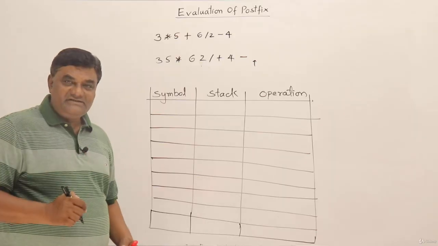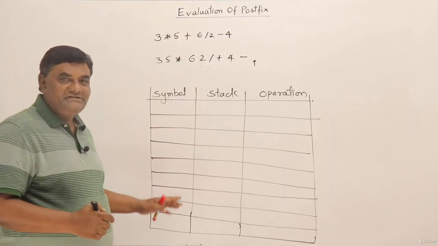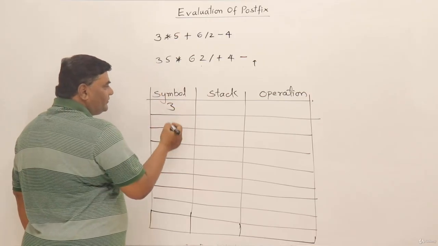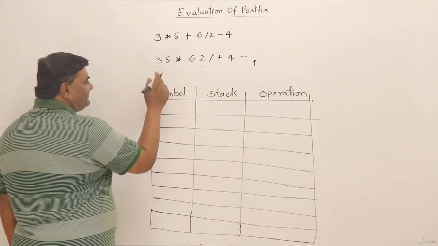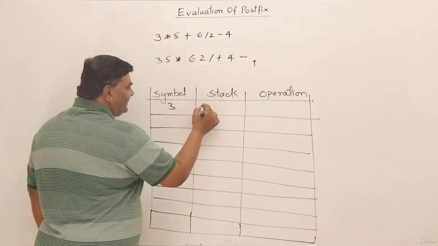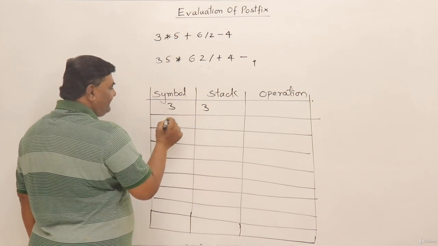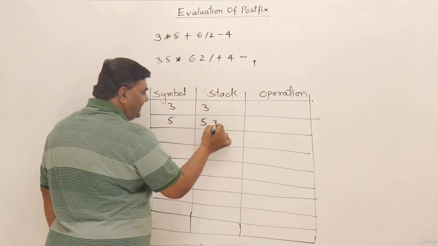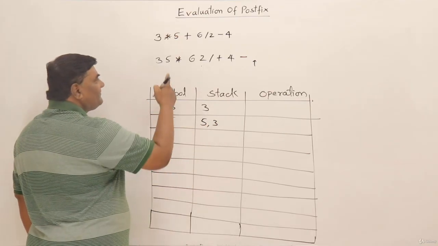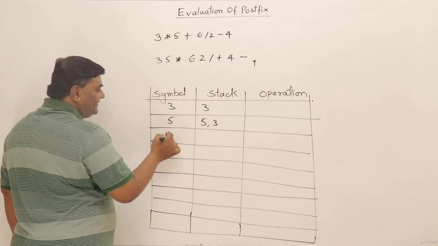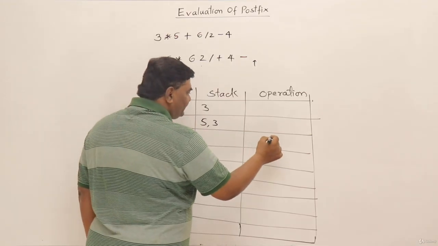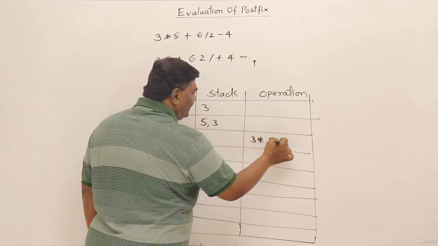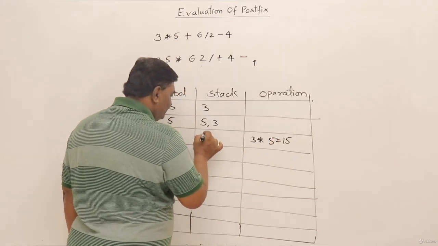Let us see the procedure once again, and I will show you how the values are changing in the form of a table. The first symbol is a 3, so push that 3 into the stack. Next symbol is a 5, so push that into the stack. So on the top we will have 5, then next we will have 3. I am separating them with comma. Then star. So when you have star, pop out 2 symbols. The first symbol is this one, and the second symbol that is popped out is this one. Multiply and get the result, store the result into the stack.